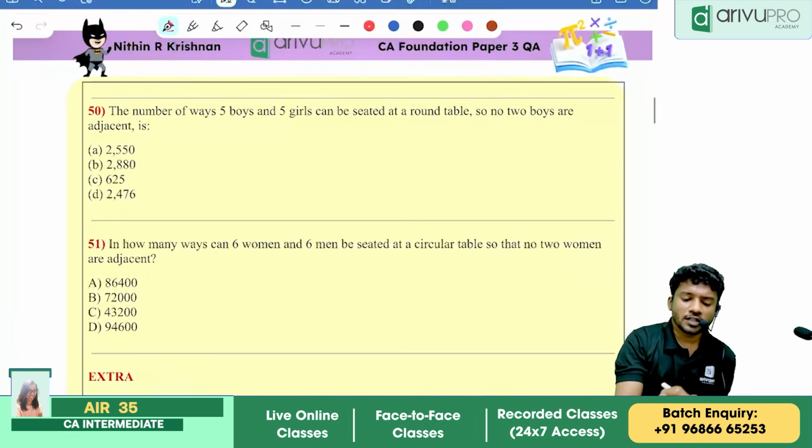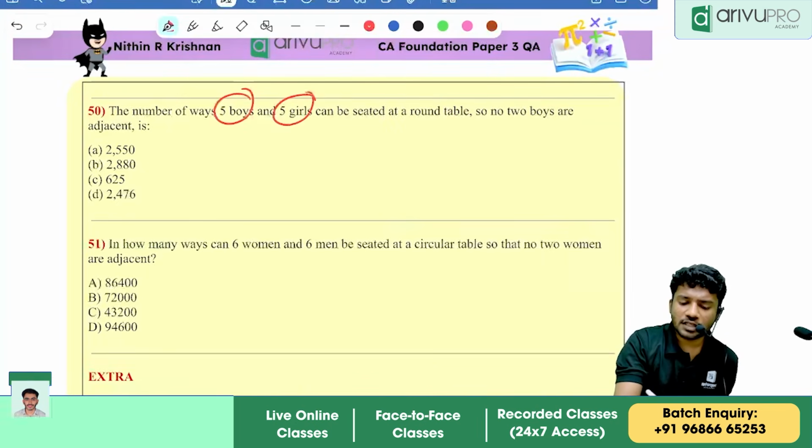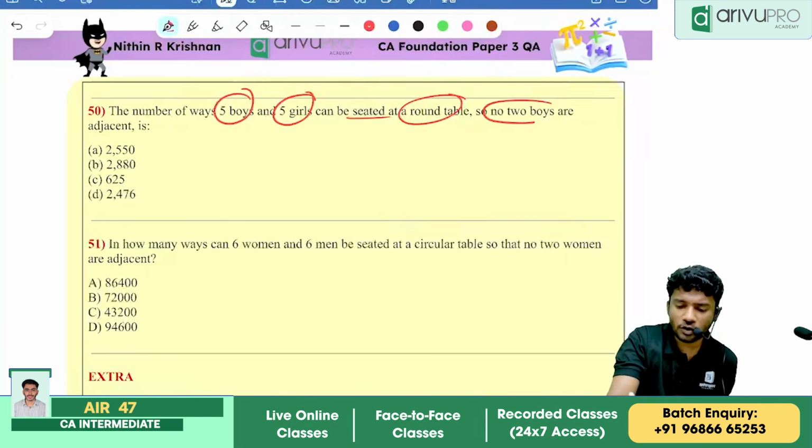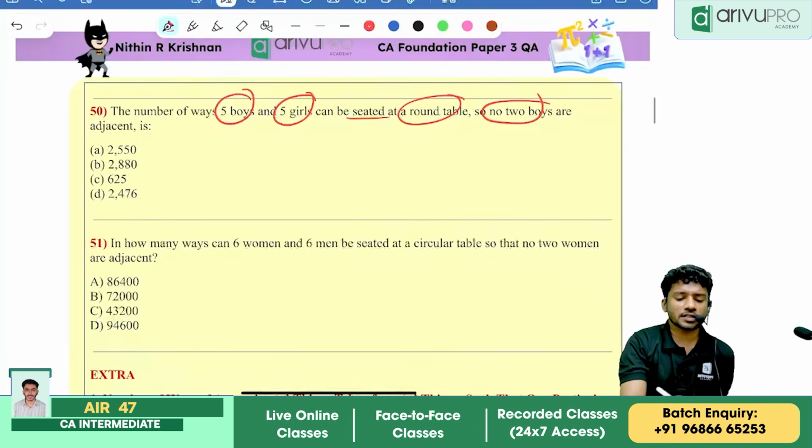First question. Number of ways 5 boys and 5 girls can be seated around a round table, no 2 boys being together. What is the answer, people?